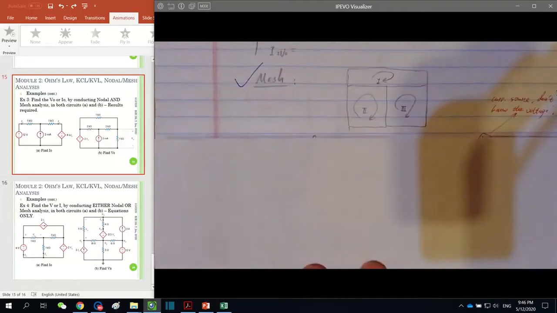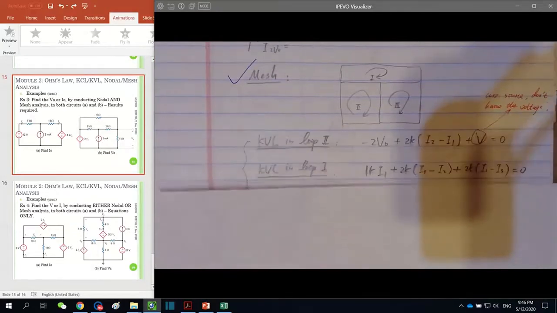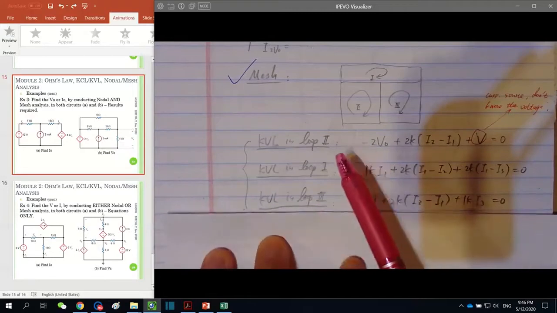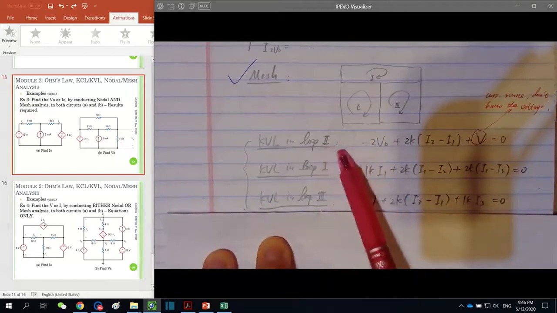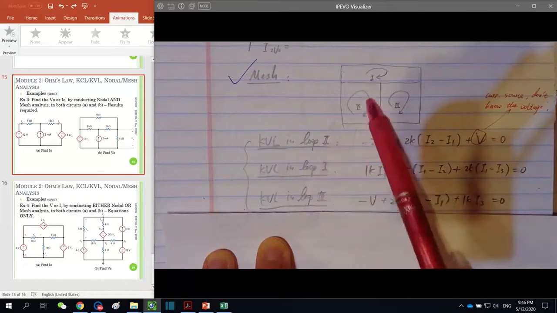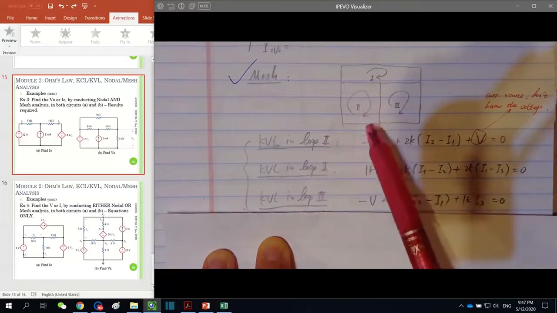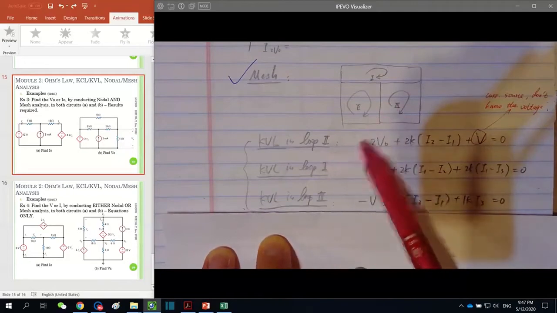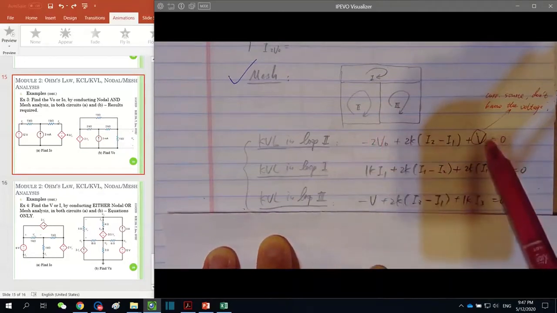Similarly, here's the solution for the mesh. I'm defining mesh 1, 2, and 3 in this way, rotating clockwise. And correspondingly, I have 3 mesh KVLs written in this way. Hopefully it is not confusing that the first equation up here is loop 2, not loop 1. And to write loop 2 KVL first, I want to emphasize one thing.